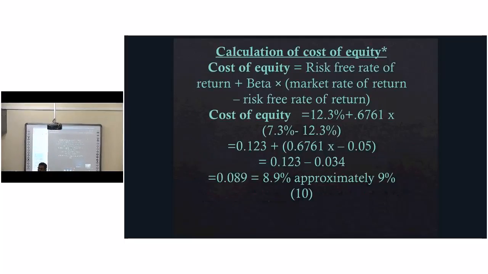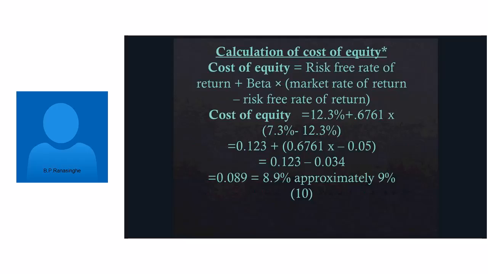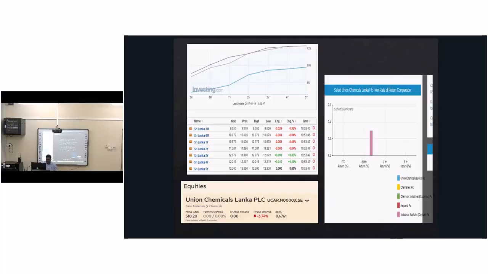So how did you assume beta as the beta value? The beta value is 0.6761. That is based on the comparable rate that I have taken from the Union Chemical Lanka PLC. Right. That is a comparable rate. Okay. So what does it mean? What is the meaning of 0.6761?